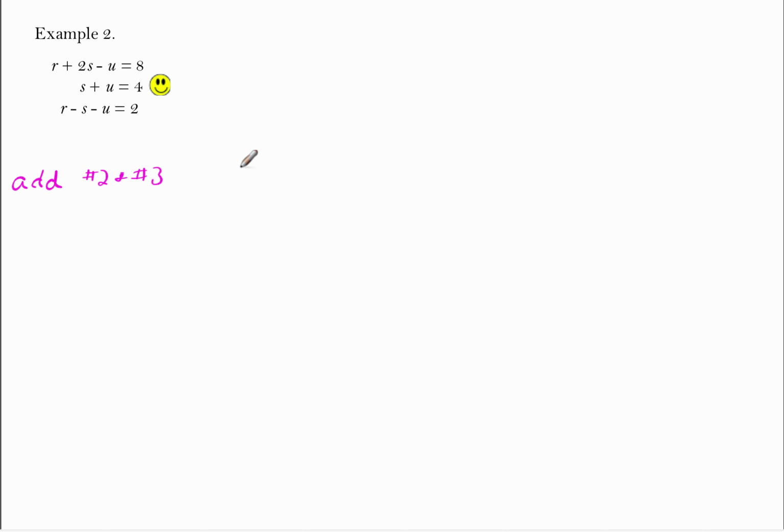So I'm going to come over here. I'm going to say s plus u equals 4, and I'm going to add r minus s minus u equals 2. Can you see why I chose those? Because life is really good when I add them together. The s's and the u's cancel out, and right away I know that the r is 6. So I'm going to come over here and write that down.